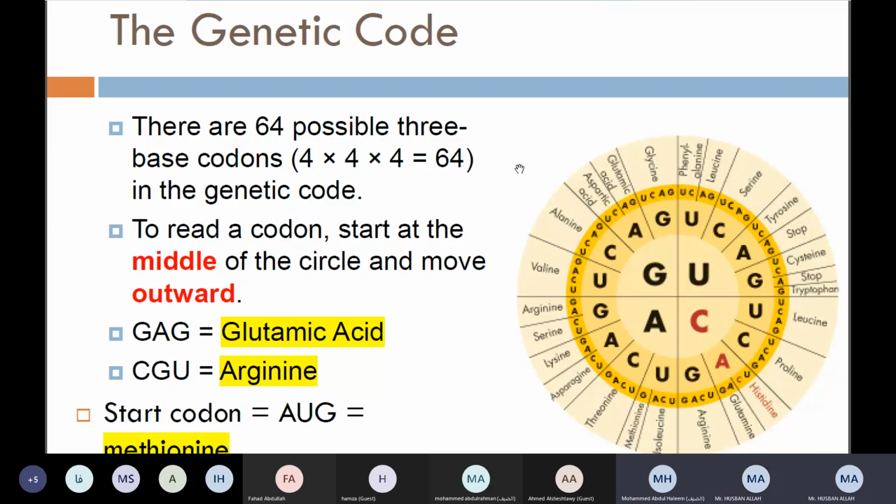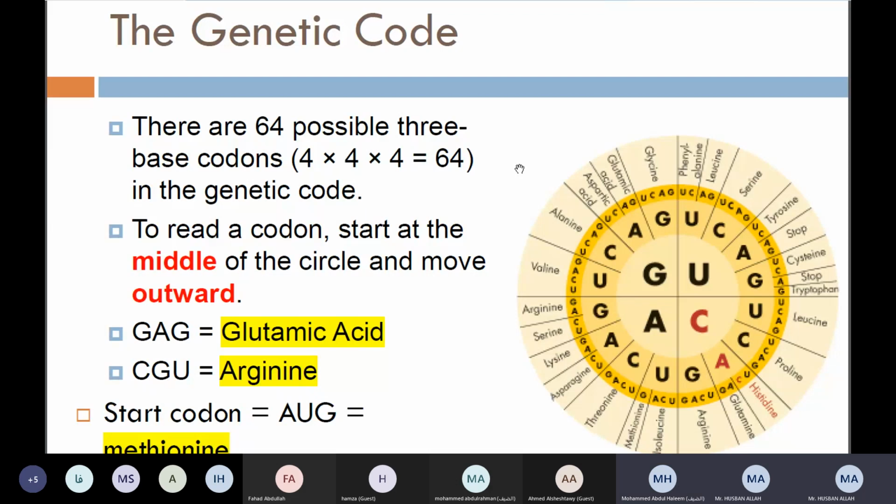When three nitrogenous bases occur in a sequence and code for one amino acid, this we call genetic code or codon, right? When three nitrogenous bases come together and encode for one amino acid, this is called genetic code.